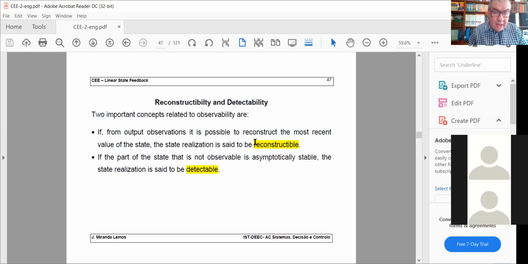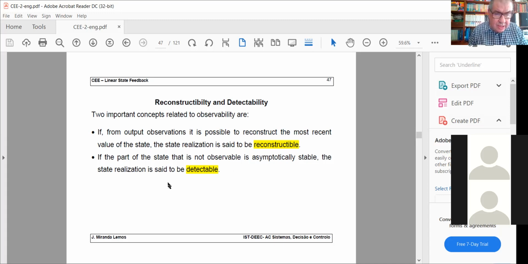Now, in continuous time, observability and reconstructability are equivalent. So if you are able to estimate the initial condition, you can estimate the final point of the state, x(t), and vice versa. If you observe x(t), so the system is reconstructible, you are able to compute also x(0). Okay, so in continuous time, this is equivalent. But in discrete time, this is not equivalent, because there are plants for which you cannot go backwards.